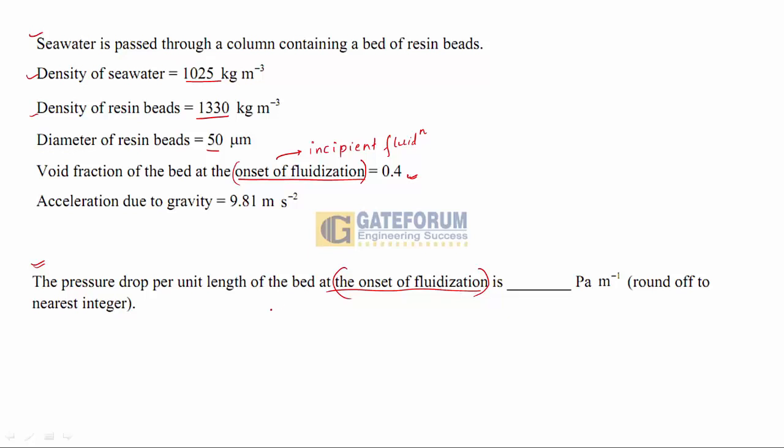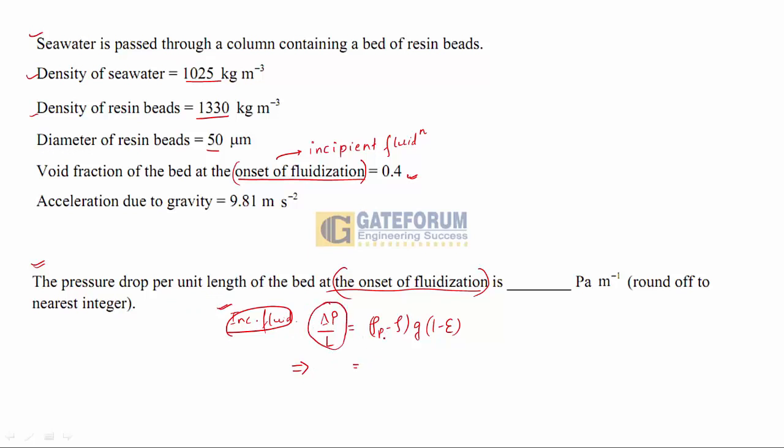Okay, so at the condition of incipient fluidization, we have the following relation, which is del P by L is equal to rho p minus rho into g into 1 minus epsilon. This condition is valid for incipient fluidization. So what we have to calculate is the pressure drop per unit length of the bed.